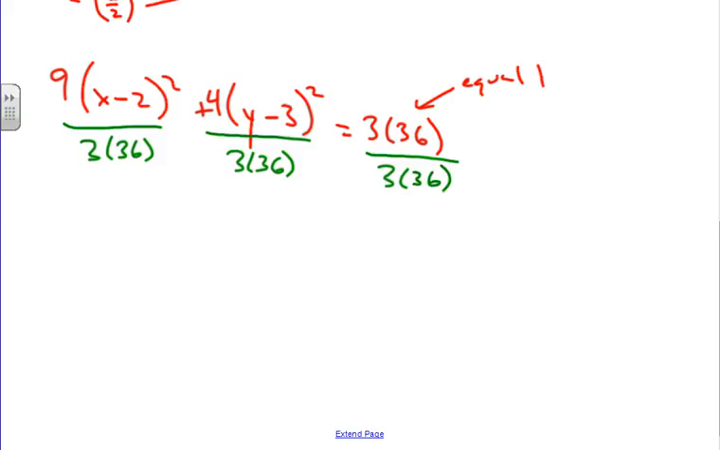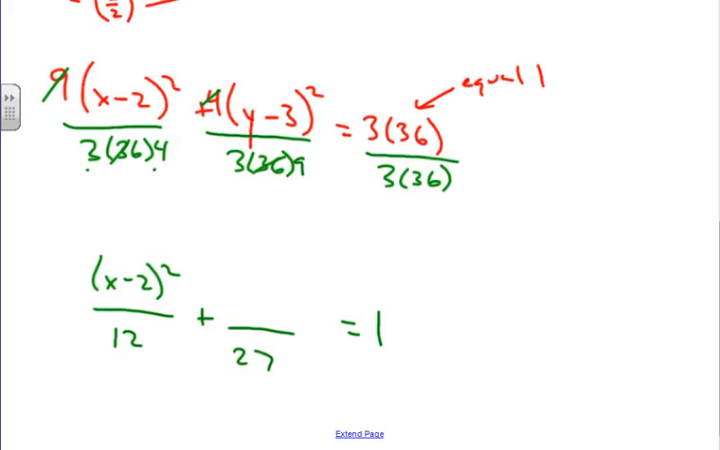So this side becomes 1. Over here, this 9 I can cancel out with the 36 and make that 4. So now we have x minus 2 squared over 12, because 4 times 3 is 12. Over here, 4 of 36 turns into 9, so now I have 9 times 3, which is 27. Now I have y minus 3 squared over 27 equals 1. That is our standard form.